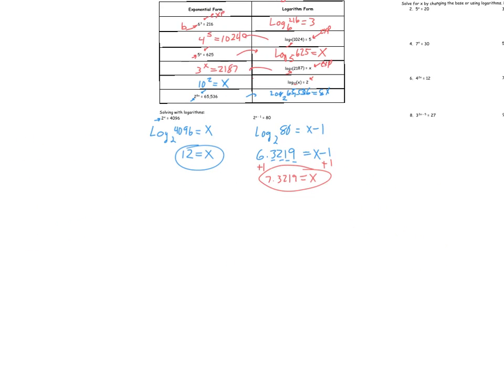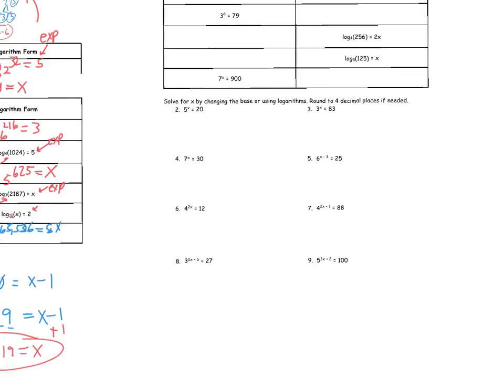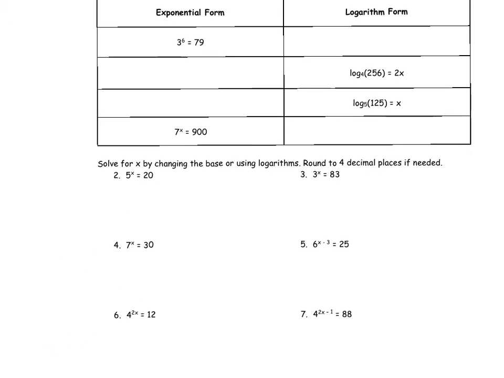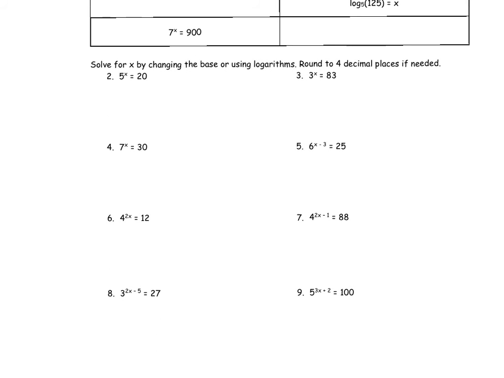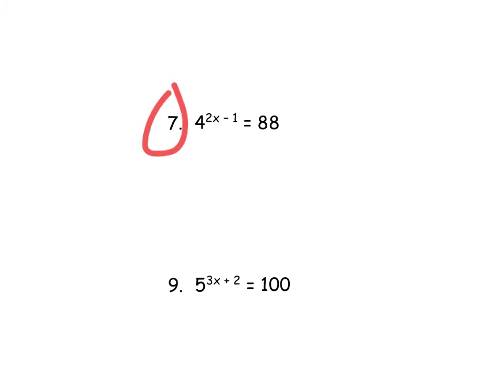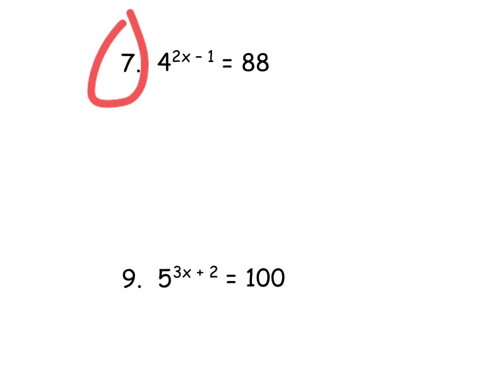Let's see what we've got here. Well, now you've got your homework. So you can go from exponential form to logarithmic form and logarithmic form to exponential form. Maybe we'll do 7. That looks like a tougher one. 9 and 8 are just like 7. It's just a little bit bigger numbers. So let's do 7, and then I'll let you guys kind of work on your own.